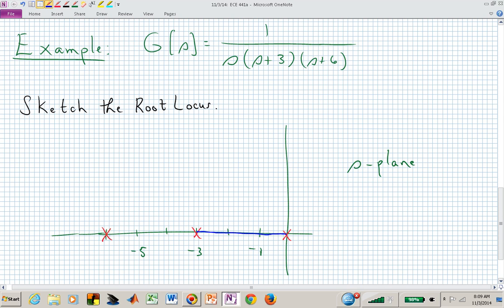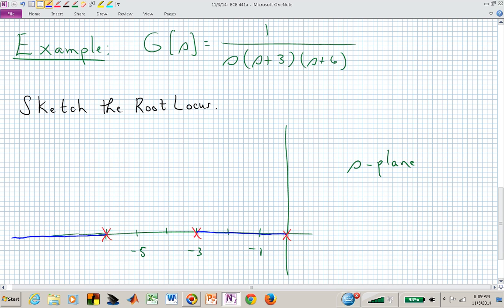From -3 to -6, up or down? Belong or no? Yes or no? Any sideways thumbs? Everybody's pretty sure, so from -6 to -infinity, that does belong to the root locus. Did we get further than this? Those are rules 1 and 2.